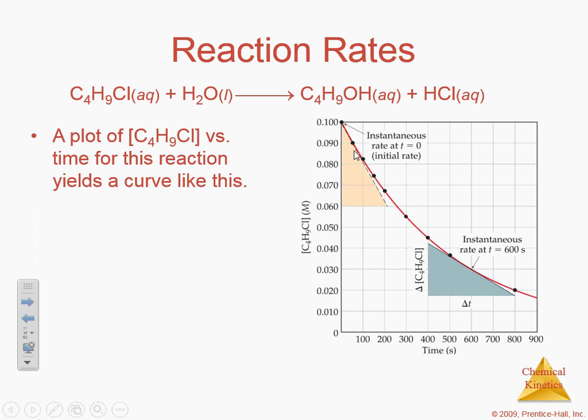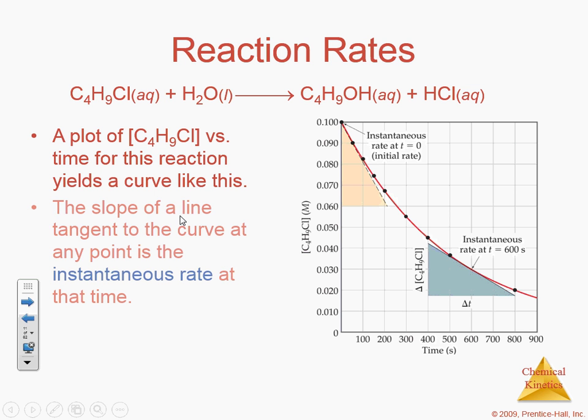All we did is graph our concentration on the y-axis over time on the x-axis. And you can see here it slows down. Now, what's important to note is this. The slope of a line tangent to a point is the instantaneous rate at that time. So anytime you want to figure out the slope, you pick a line tangent to that point. You can see here at the top of the graph, the slope is pretty steep. As the reaction starts to slow down, the slope becomes slightly narrower.